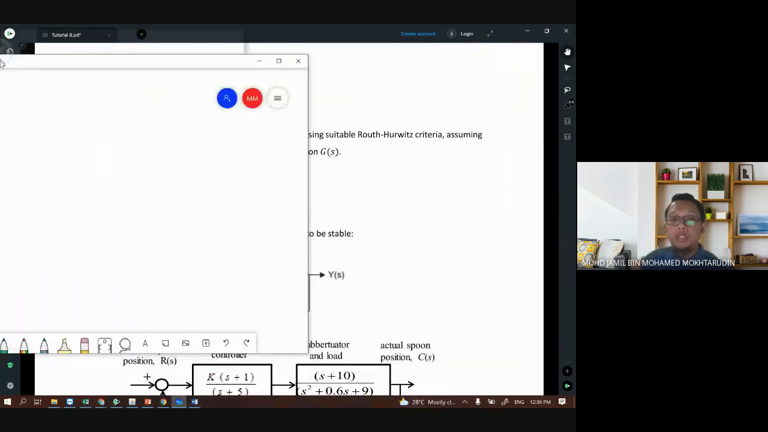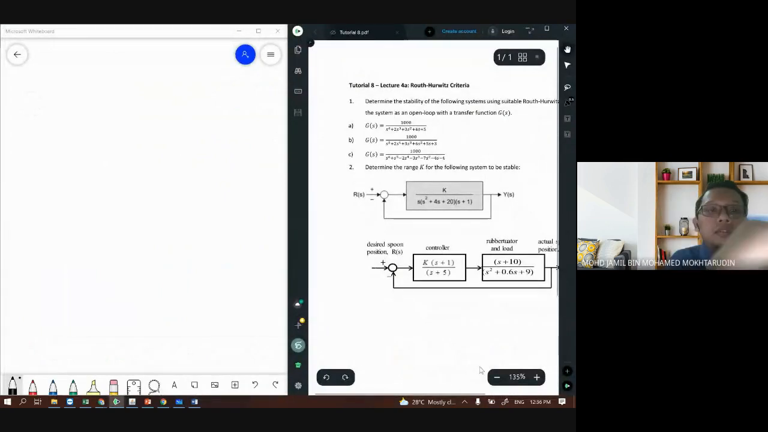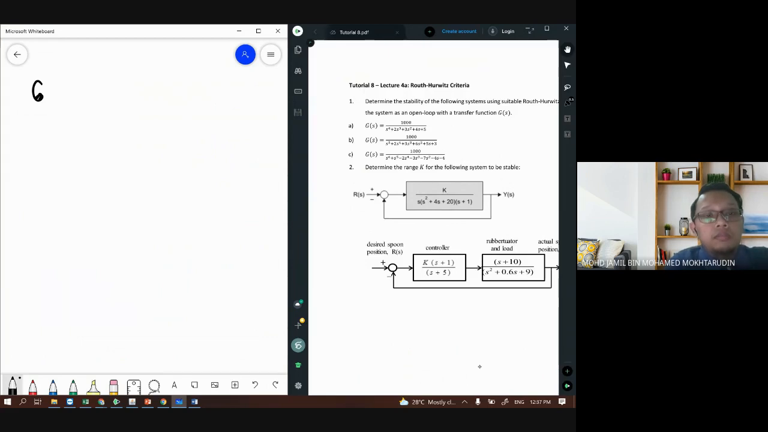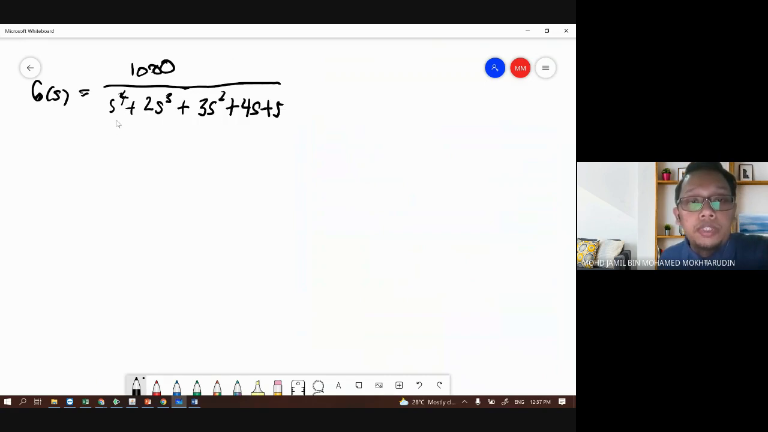So the transfer function G(s) is given by G(s) equals 1000 divided by s to the power of 4 plus 2s cubed plus 3s squared plus 4s plus 5. Okay. All right. So the first step that you need to do is to generate the Routh table, you need to look at the denominator only.